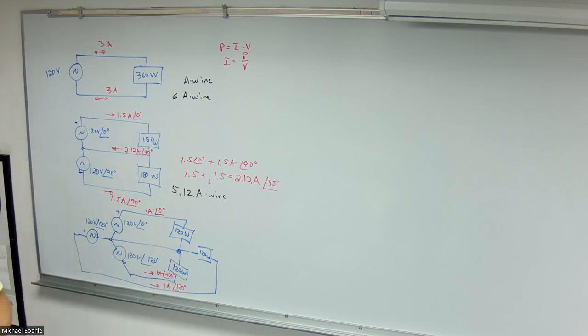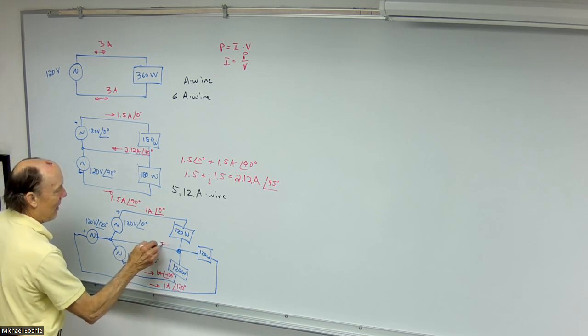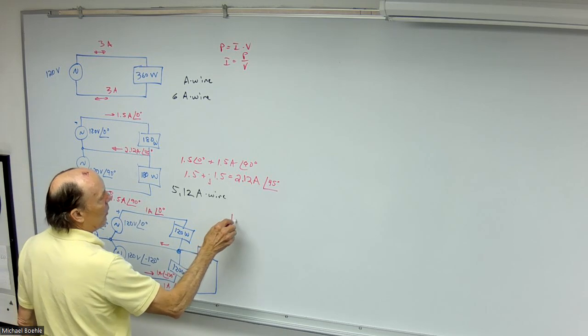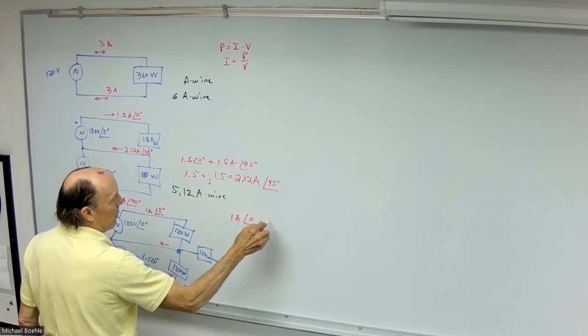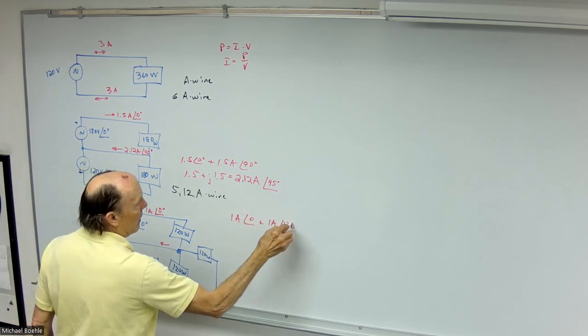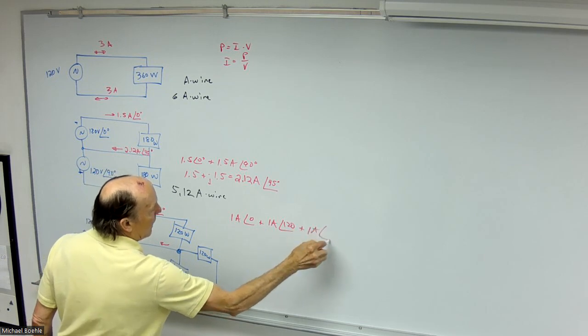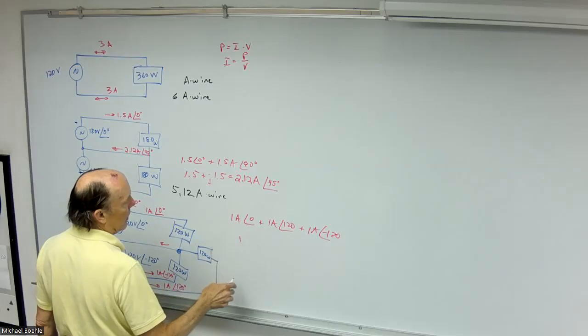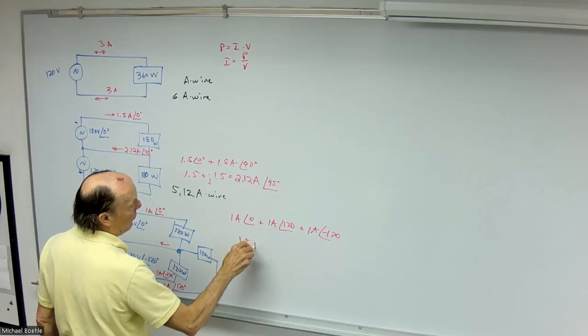Now, in order to add them all together, you have to convert 2 of them into rectangular form. All right. So let's do that. It's going to be 1 amp at 0, plus 1 amp at 120, plus 1 amp at negative 120. And you only have to convert 2 of them. Okay. So 1 plus j0.